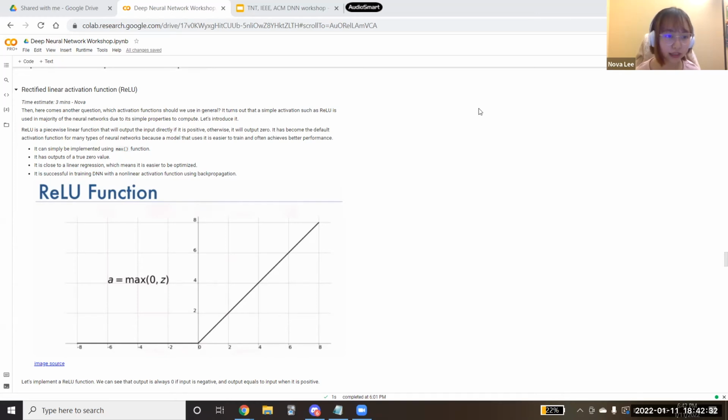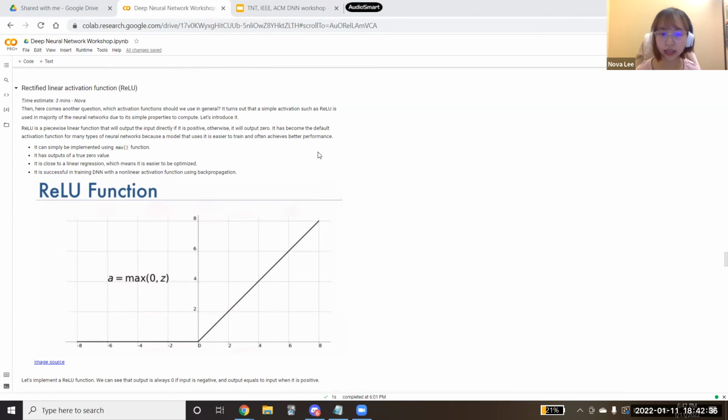Secondly, it is quite similar to our linear regression, looking at the positive part where x is larger than 0. So it will be a good tool when we build a deep neural network at the end of this workshop.